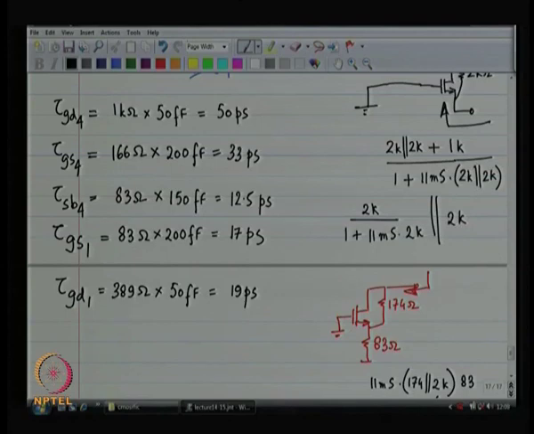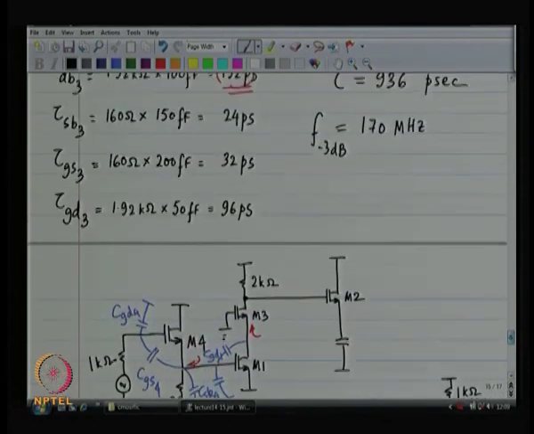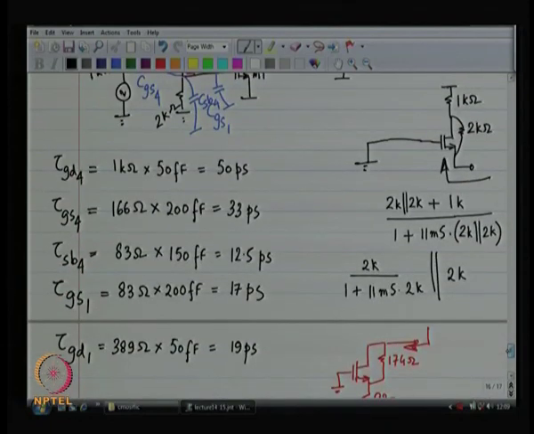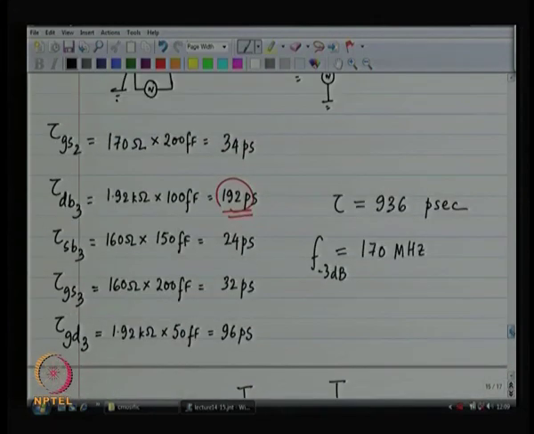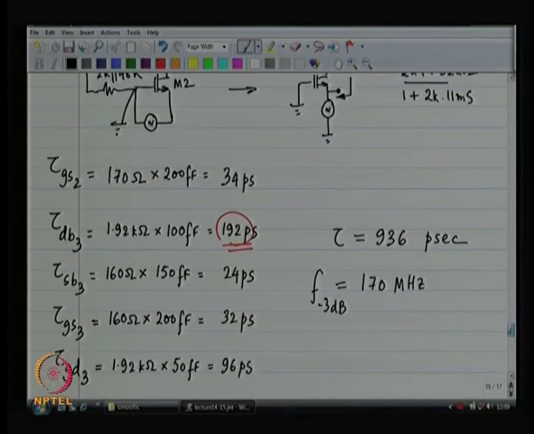So, these are the changed values, all the other values remain the same as before. The device number 4 contributions come in addition. So, let me do my sum total. I have got 50 pico, 33 pico, 12.5 pico, 17 pico, and I have got 19 pico. 131 pico in total. Device number 3 remains identical, device number 2 remains identical. So, let me keep adding.